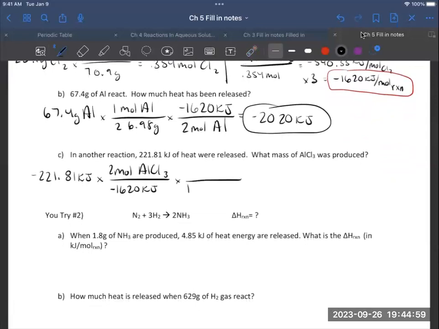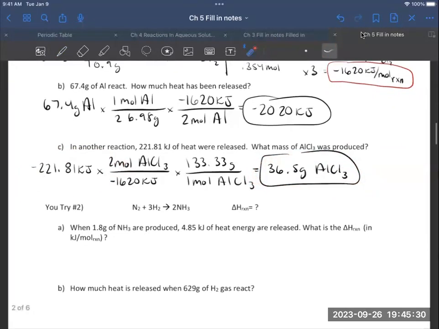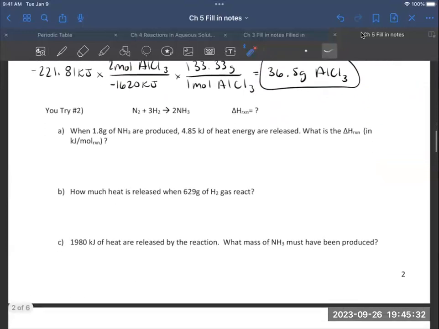And because it's asking about mass, I'm going to turn those moles into mass using molar mass. So 1 mole of AlCl3 has a molar mass of 133.33 grams. This tells us that if our reaction released this much heat, then this much aluminum chloride must have been produced in the overall reaction. Okay, let's take a look at You Try number 2. If you haven't worked through it yet, go ahead and pause and work through it.